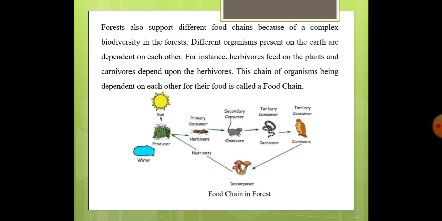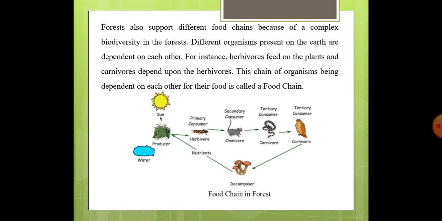So forests also support different food chains because of a complex biodiversity in the forest. Forest has a very good biodiversity because there are different types of species of plants available, animals available, different climatic conditions are present over there. So it supports different types of food chains. Different organisms present on the earth are dependent on each other. For instance, herbivores feed on the plants and carnivores depend upon herbivores. So this chain is known as food chain because one organism is dependent on the other organism.